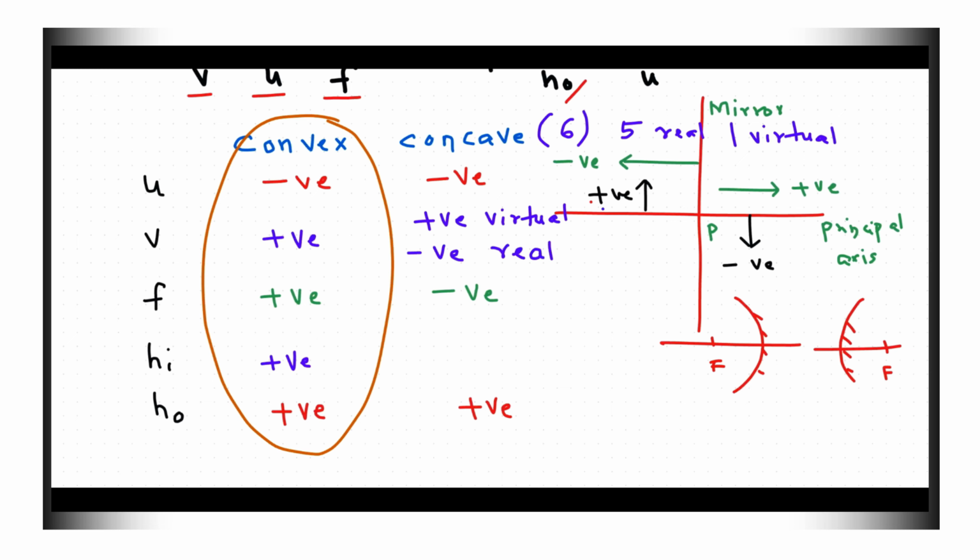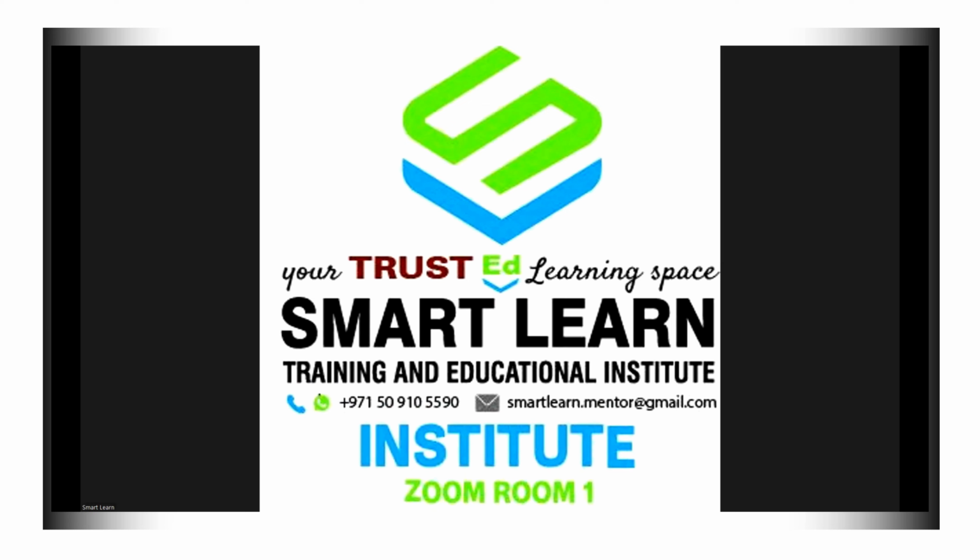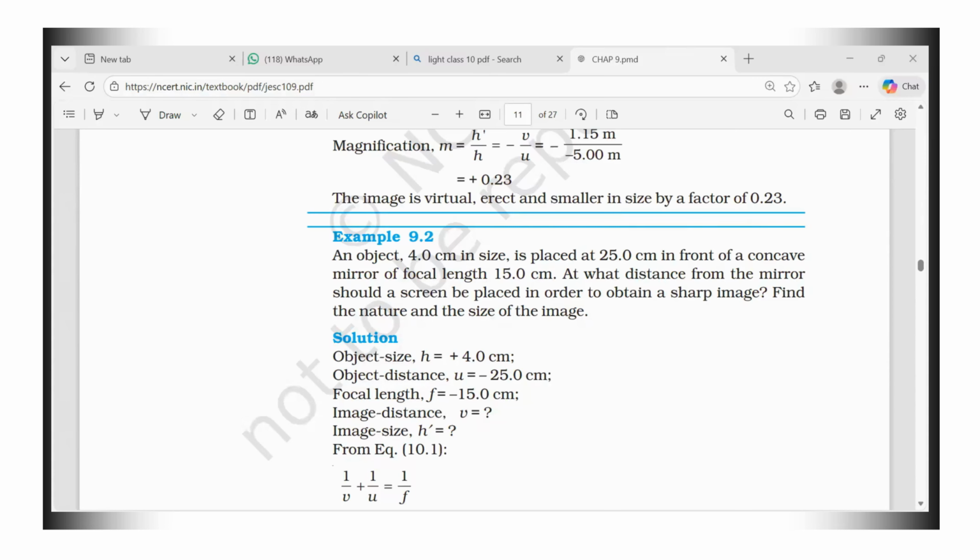Now, when it comes to HI, what does HI positive mean? Erect image, so that is virtual. And if it is negative, it means it is real. The same thing will come here for V and HI. So now let's do a numerical based on the mirror formula. Just one formula, one problem we will discuss.